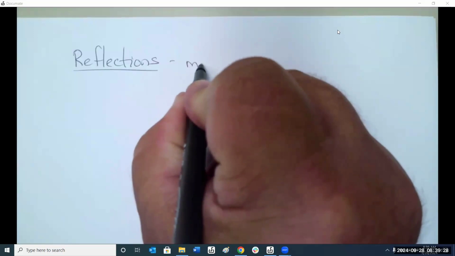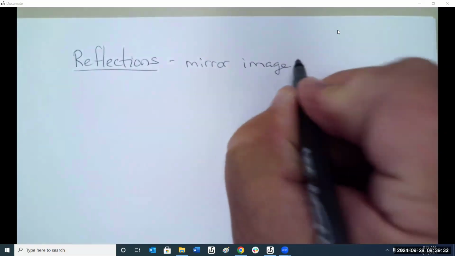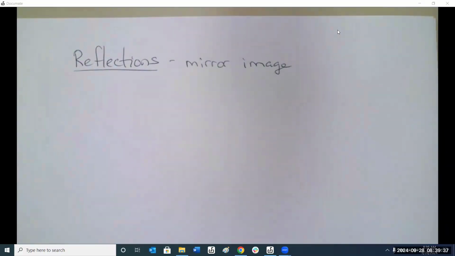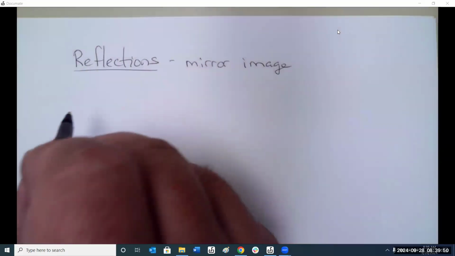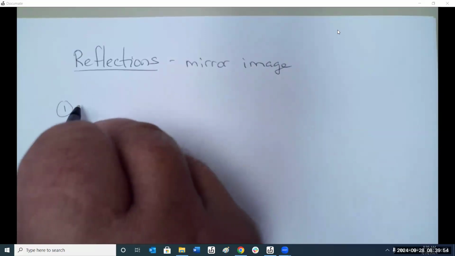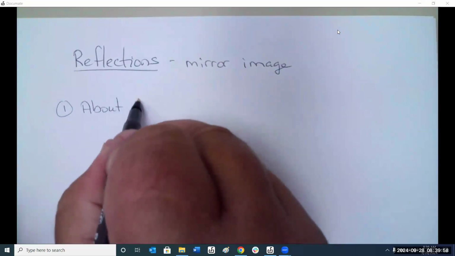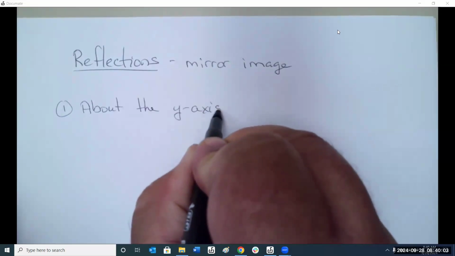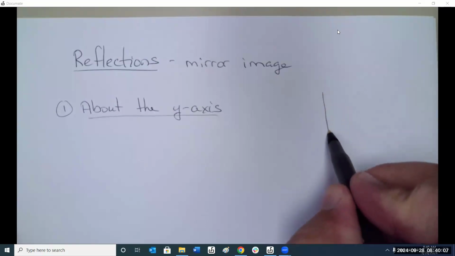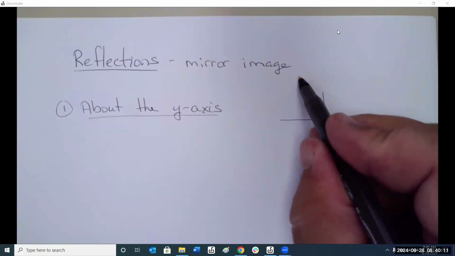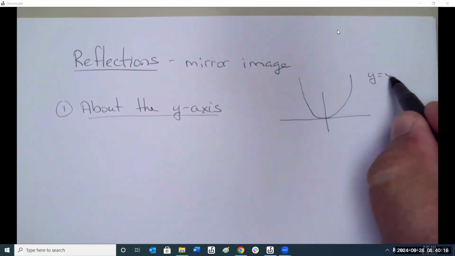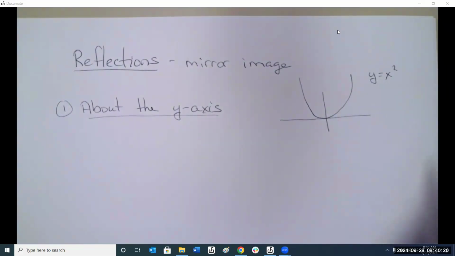What's a reflection? Exactly. Exactly how you say it. Mirror image. We've actually talked about this a little bit last week. So as reflections, we can have one about the y-axis. For example, the u squared, the x squared. If x is 2, what's y?